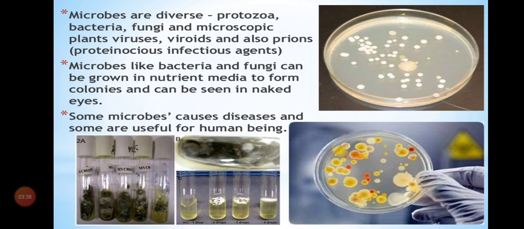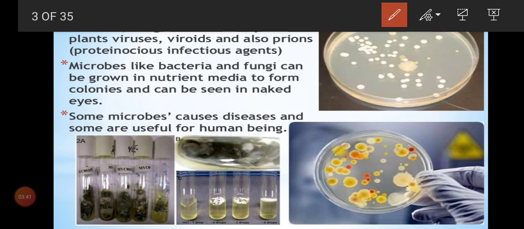Okay, so let us start. Microbes like bacteria and fungi can be grown in a nutrient medium to form colonies and can be seen with the naked eye. Now look at this structure, look at this Petri plate. Normally we grow microorganisms in a Petri plate in the lab. For that we need to introduce our nutrient medium, like this white color. This nutrient medium contains glucose, protein, vitamins, minerals, antibiotics, everything. So this is very important for the growth of microorganisms.